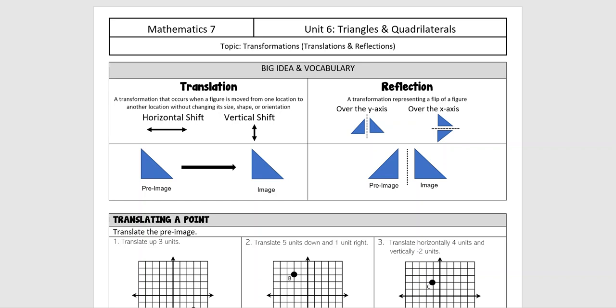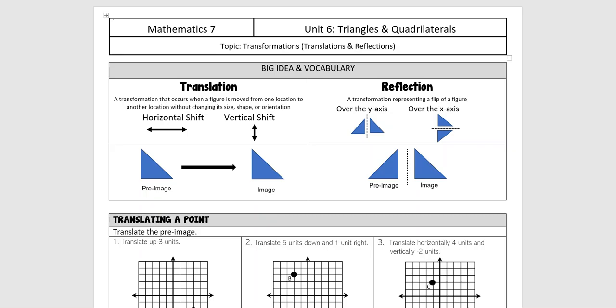In this video, we're going to take a look at two different transformations. When we transform something, we change it in some way. So when we do a transformation on a point or a shape in the coordinate plane, we're going to change the position and sometimes the orientation of that particular object.